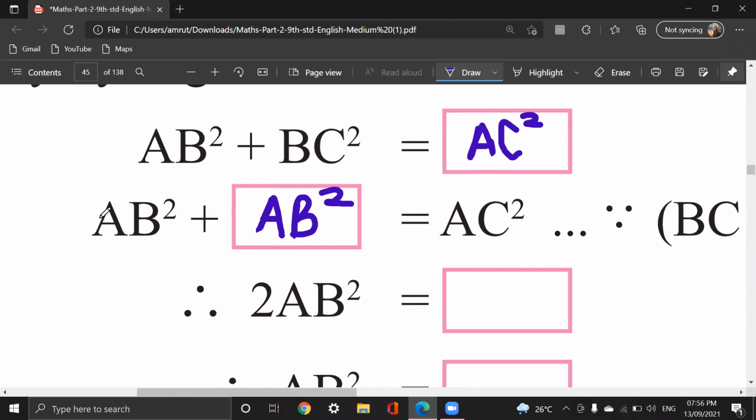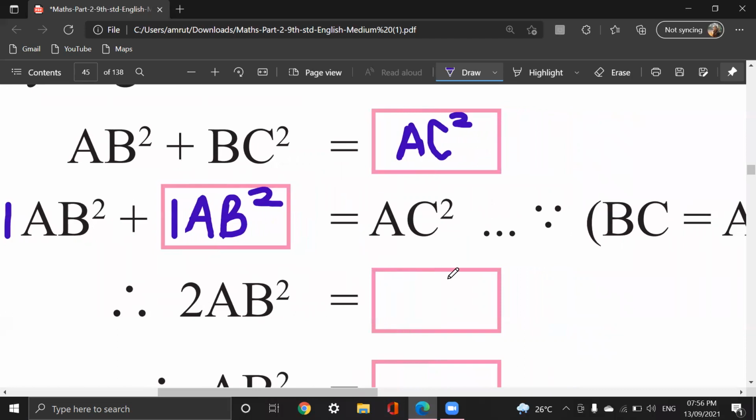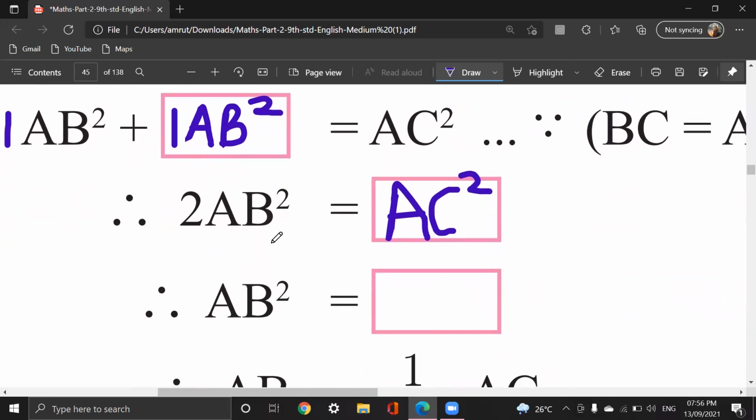Okay, so in front of AB we have to look for the coefficient. Here in front of AB square there is 1, and here also in front of AB square there is 1. So 1 plus 1 is 2AB square is equal to AC square, as it is we have to write down, because we have not made any changes over here. So AC square, write it down as it is. Okay, now if you want to find out AB, we have to shift 2 from the left hand side to the right hand side.